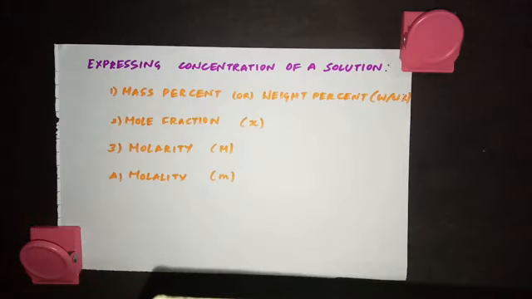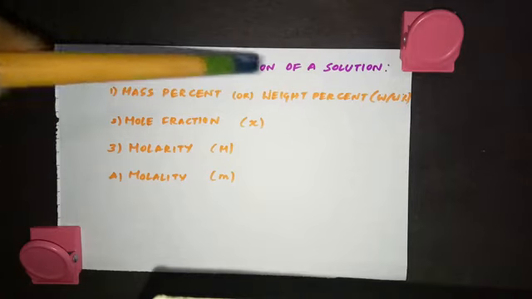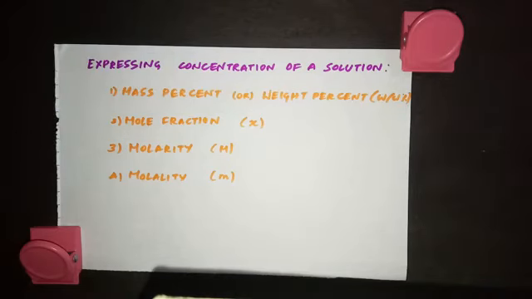Now we are going to see the different terms used to express the concentration of a solution. We are going to see these four terms today. Mass percent or weight percent, which can be represented as w/w percentage. Second one is mole fraction, which is designated as X. Third one is molarity, capital M, and fourth, molality, small m. So these are the terms which we use to express the concentration of a solution. Now we will see one by one, the definition and how we apply these formulas to calculate the concentration of a solution.